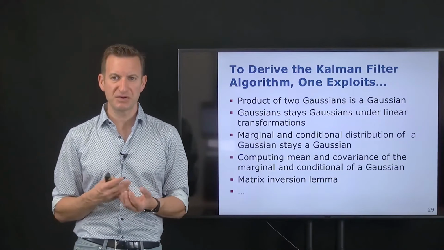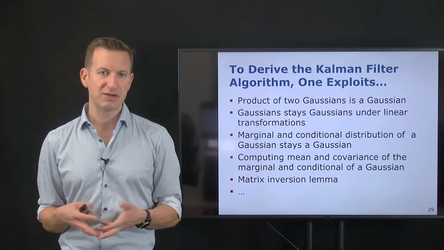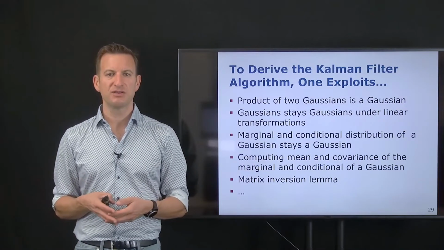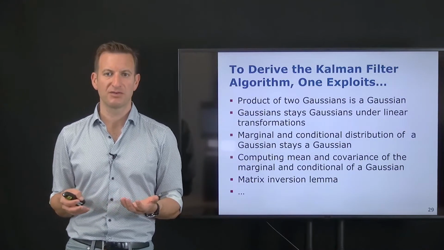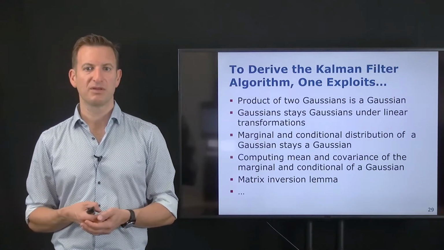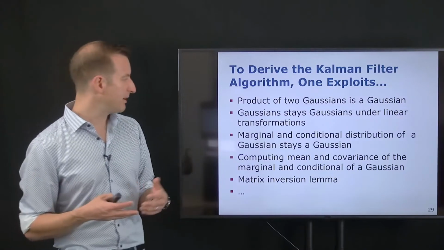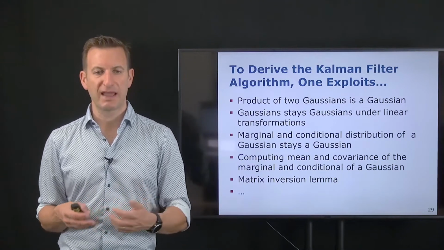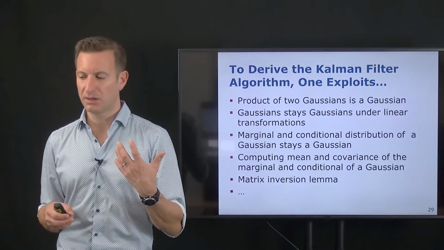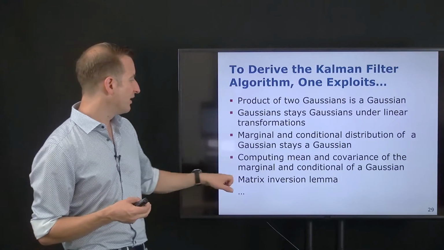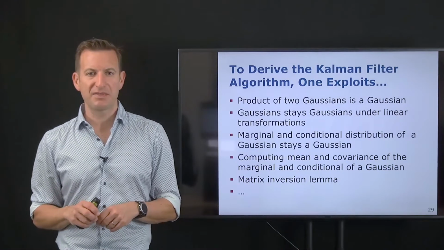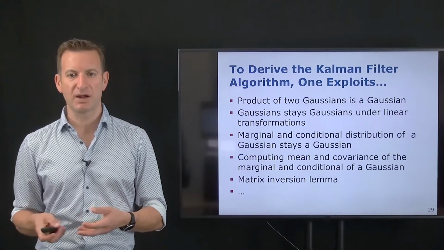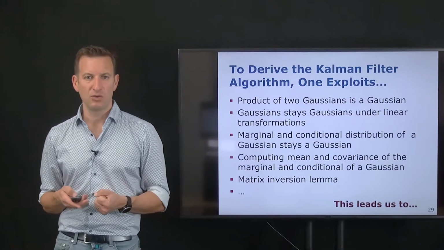That if I take Gaussian distributions and transform them under linear transformations, they stay Gaussian distributions. The marginal and the conditional distribution of a Gaussian distribution stays a Gaussian. That's something important that we need to exploit. Then we need to be able to compute the mean and covariance of the marginal and the conditional distributions. So basically executing this, we need to take into account the convolution of two Gaussian functions. We will use the matrix inversion lemma and a few other mathematical toolboxes that we know either from probability theory or from linear algebra. And then this leads us to a short algorithm.